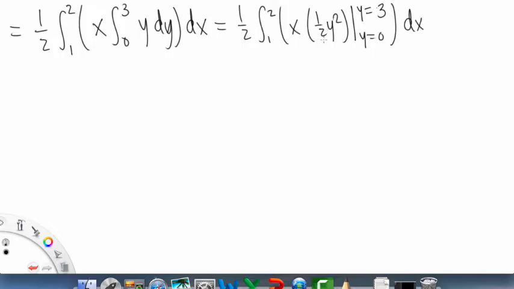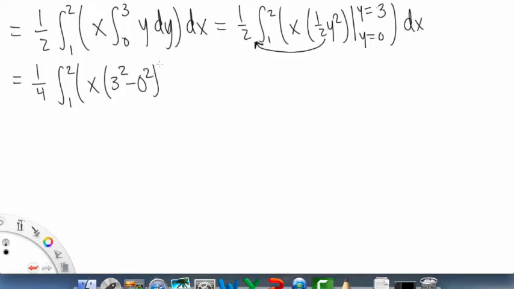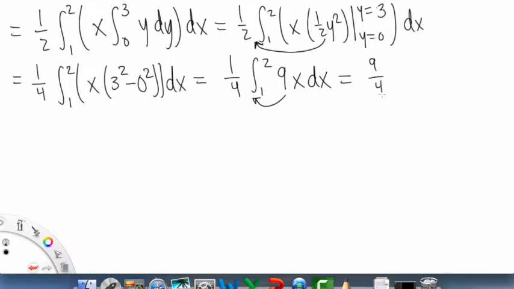So now what I want to do is move this 1/2. We'll have it join the other 1/2 and become a 1/4 outside there. So 1/4 is in the front. We have 1 to 2, and then we have an x times 3 squared minus 0 squared times dx. Okay, and moving along nicely, and this turns into 1/4, 1 to 2, 9x dx. Okay, and now I'll even move this 9 outside, so we make it even simpler. So we have 9/4, 1 to 2 of x dx.